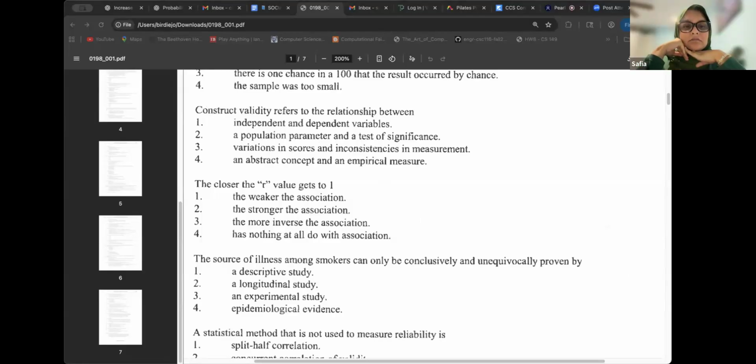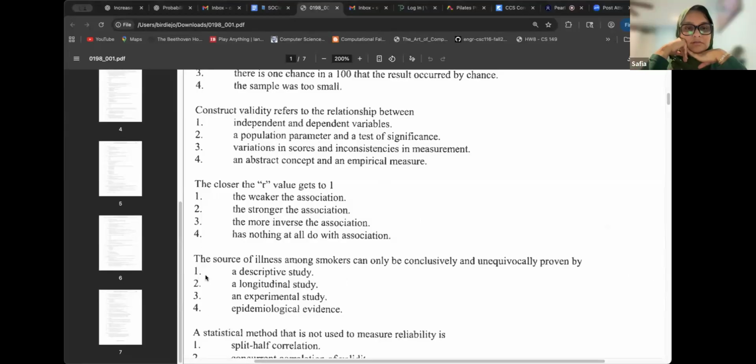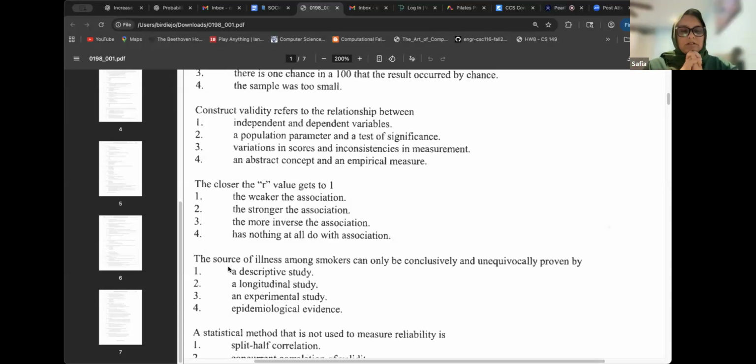So that's why I said they're being kind of tricky here, because the two we could take off would be 1 and 4, right? First, Dr. Pam says always take out 2 first. So I would take out 1. I know it's not a descriptive study. That one's obvious. I know it can't be epidemiology, it's nothing to do with that. So that's left out. But I would eliminate 4 as well.